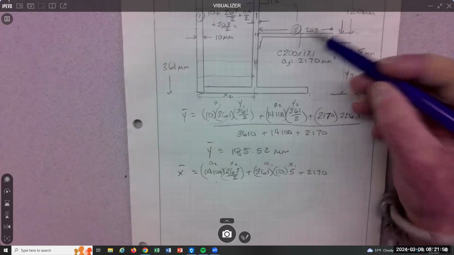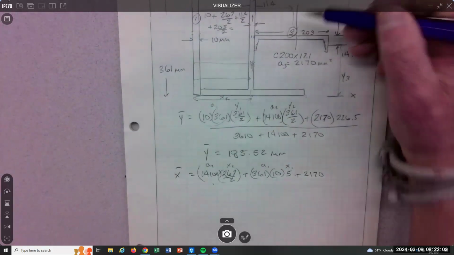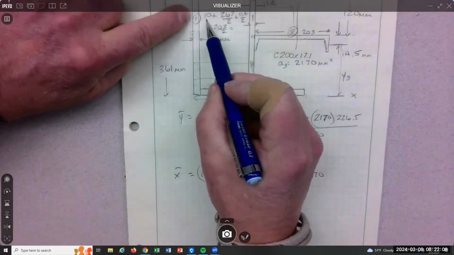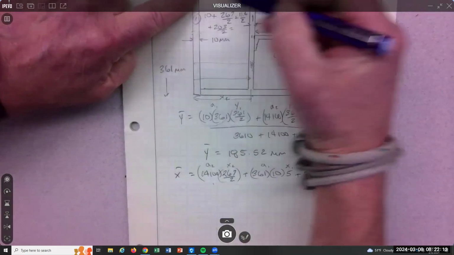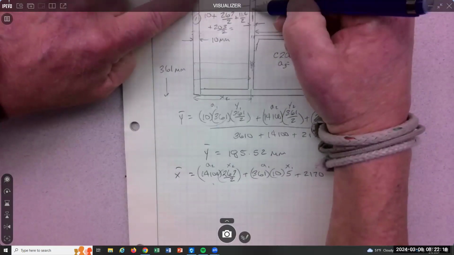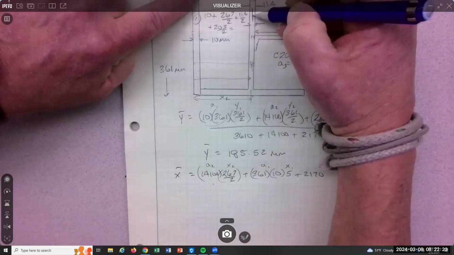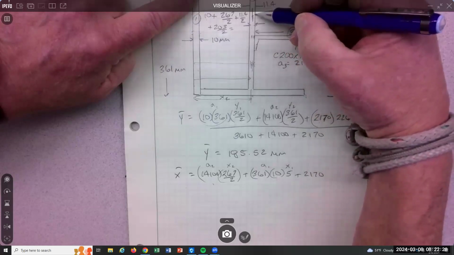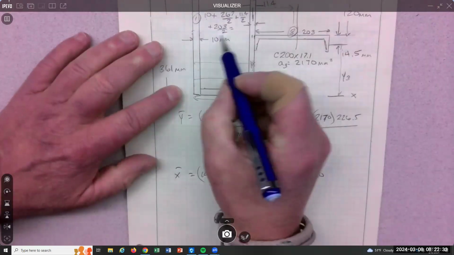I'm building this, so this location is what we want. I'm building it from here. So I go 10, that's at 10. And then I'm gonna add half of the wide flange. That's the 267 divided by 2. Now I'm to the middle of the web. So then I gotta add half of the web to get to here. And then I gotta add half of the C shape to get to here. So that's all this.